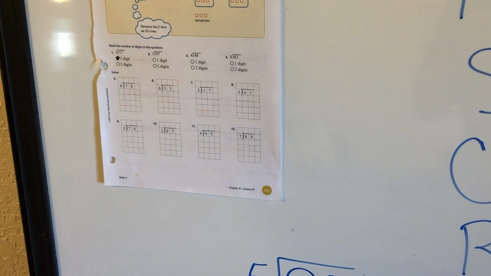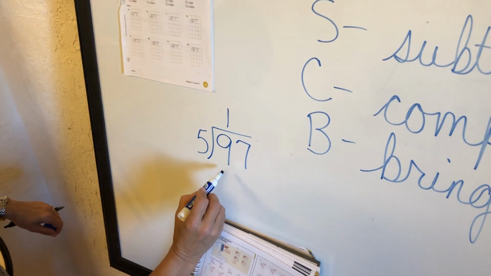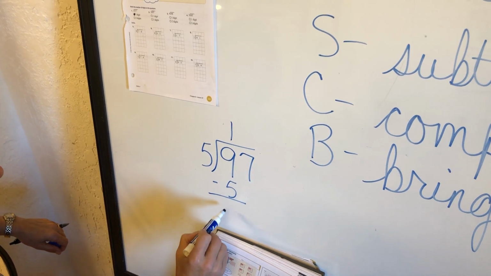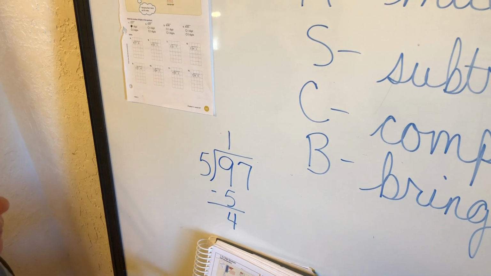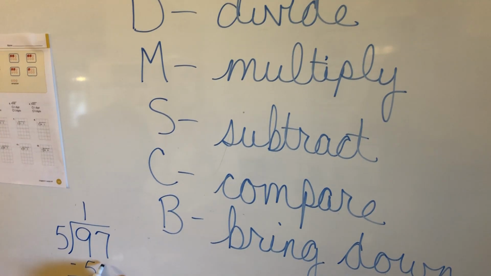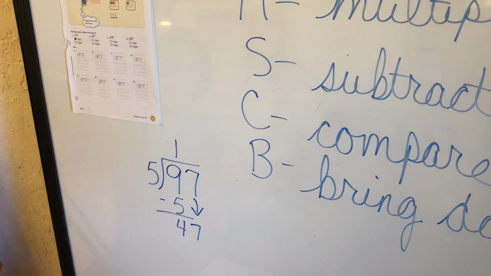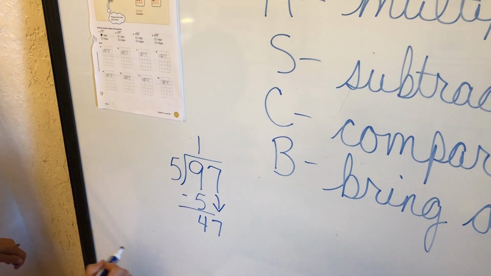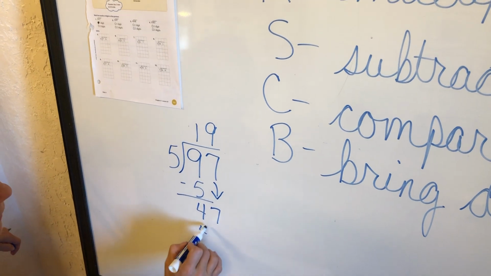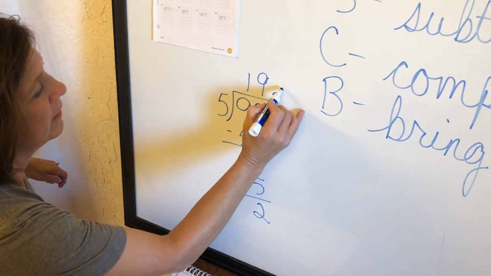How many times will 5 go into 9? It does go into 9 one time. 1 times 5 is 5. Subtract. 9 minus 5 equals 4. Now, if you'll remember what you did yesterday, the next thing to do is bring down your next number, and that is a 7. How many times will 5 go into 47? 9 times. 9 times 5 is 45. Subtract, and your remainder is 2.